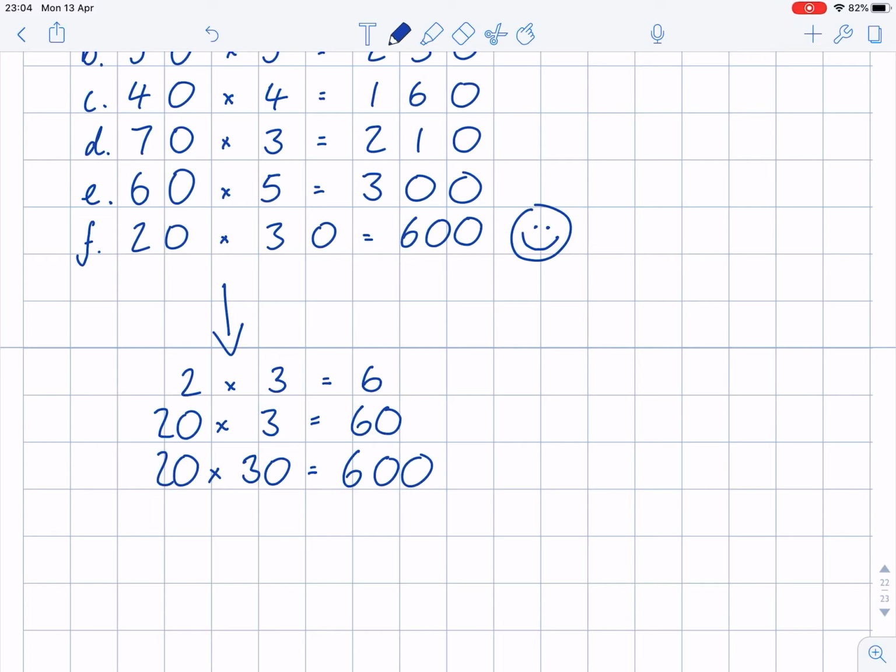fantastic. Well done for having a go at those. And like I said, those of you who found them super duper easy, you've probably done it before. And if this was the first time you've done it, well done. We're going to go through some more complex ones tomorrow.